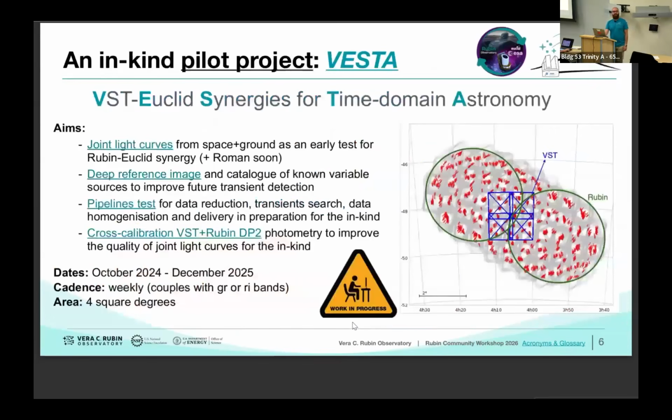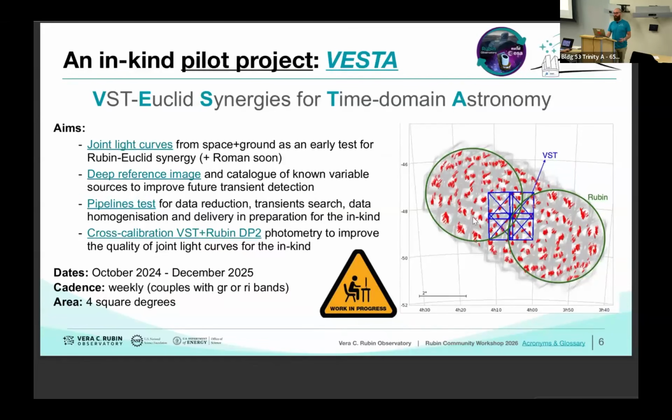So before the start of our in-kind in 2026, we designed a pilot project for the in-kind, which is the survey VESTA, which stands for VST Euclid Synergies for time domain astronomy. We use it as a pilot survey because we designed it to observe 4 square degrees in the central part of the Euclid Deep Field South, as you can see in this picture. This is because Euclid already observed this field about 10 times, which is part of Data Release 1, which will become publicly available in November this year.